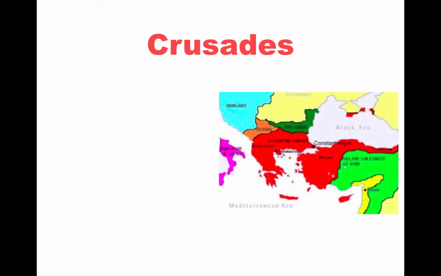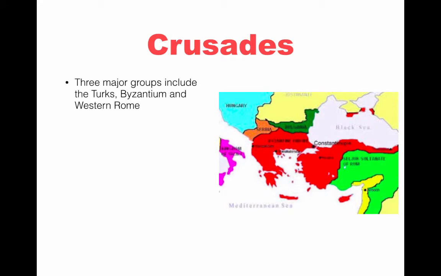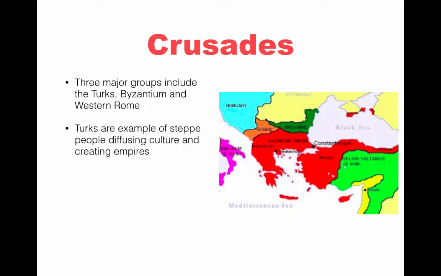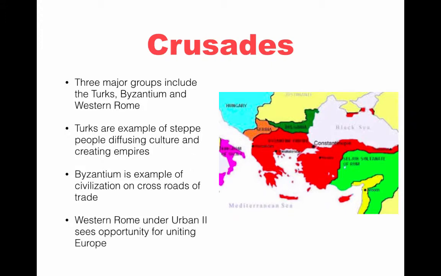and that's the Crusades. So, what do we do with the Crusades to introduce this in context? Well, our three major groups are the Turks, Byzantium, and Western Rome. Each one has their own interests. The Turks are an example of the steppe people, again, diffusing culture and creating empires. Byzantium is an example of the civilization on the crossroads of trade. You'll notice here Byzantium or Constantinople is right between the Black Sea and the Mediterranean Sea. They do try to expand out into northern Africa, but they fail. So they become primarily a trading area, which means that they become very wealthy, but also very vulnerable.